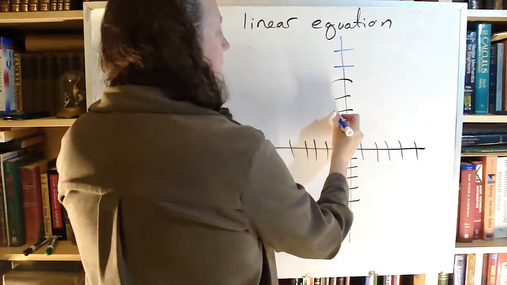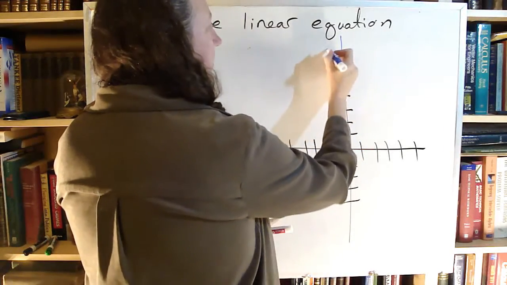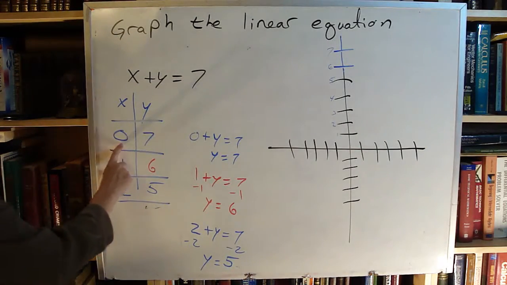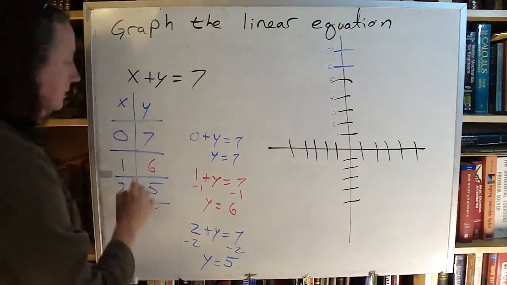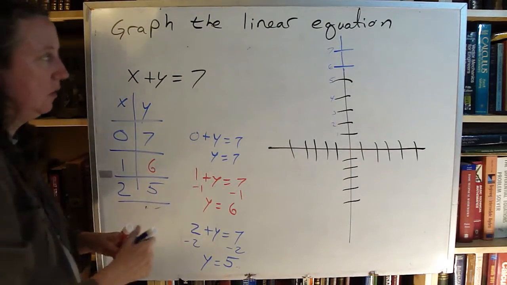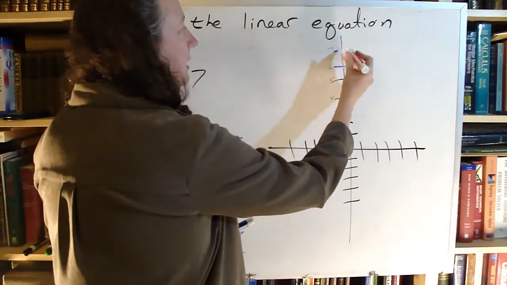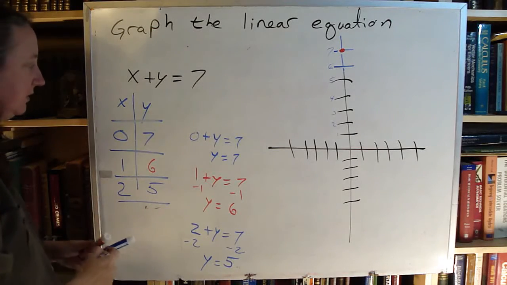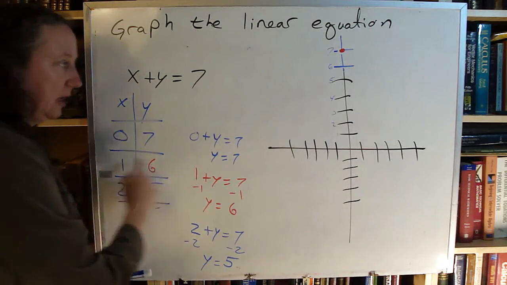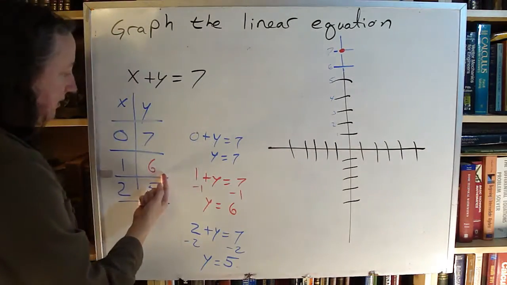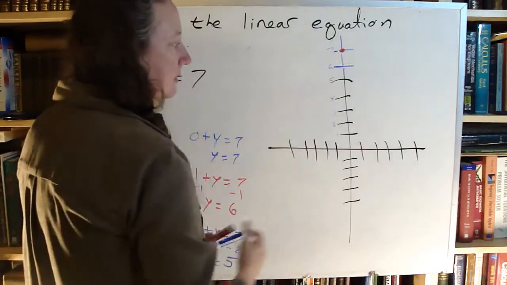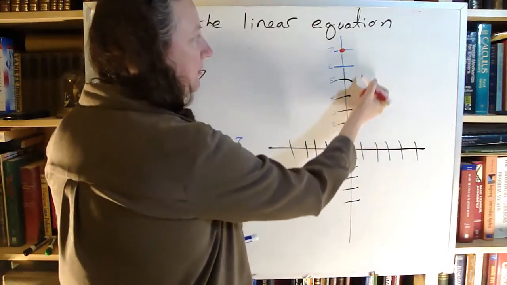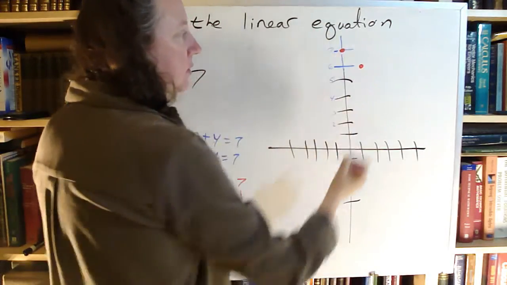So I have 1, 2, 3, 4, 5, 6, 7. 0 in my x direction, so don't go left or right any at all. 7 in the y direction, go up 7 spaces. Right there. 1, 6. Positive 1 in the x direction. Positive 6 in the y direction. So positive 1 in the x, positive 6 in the y, put my dot.